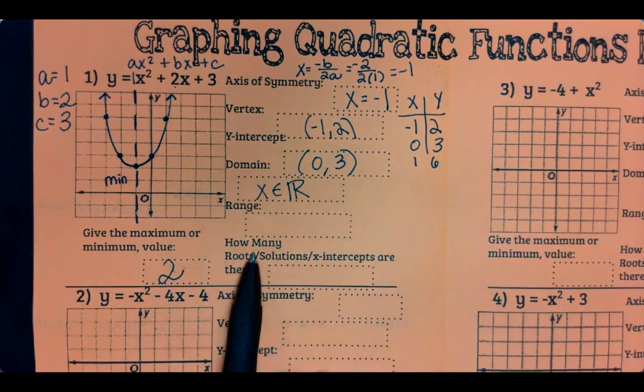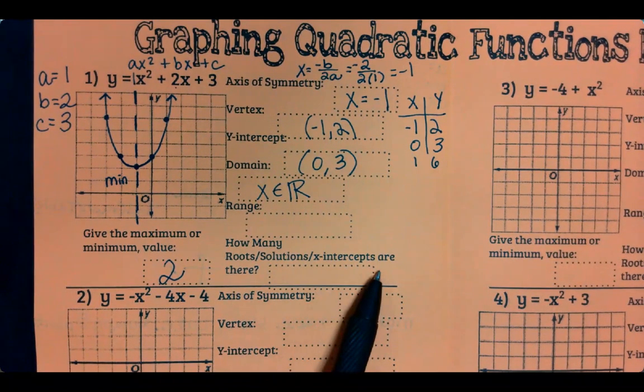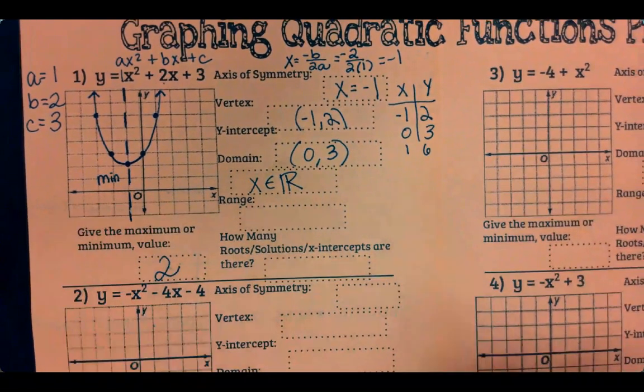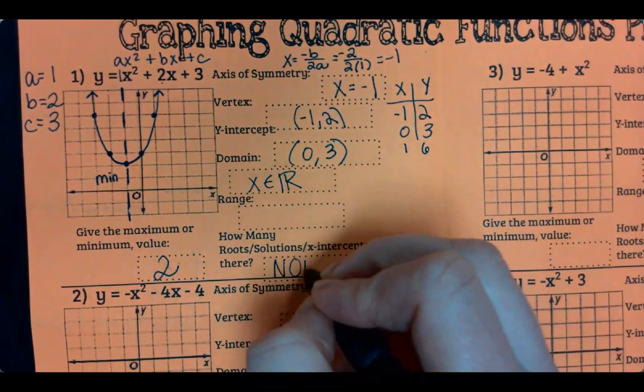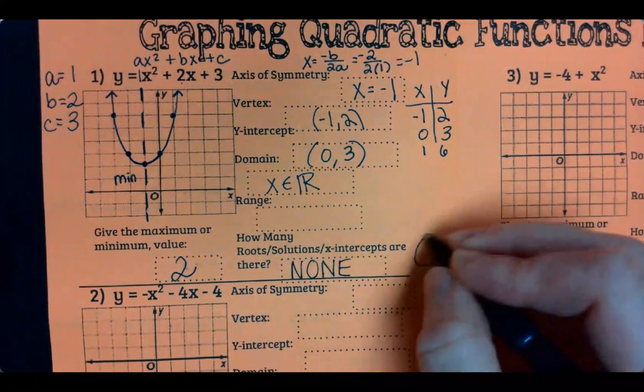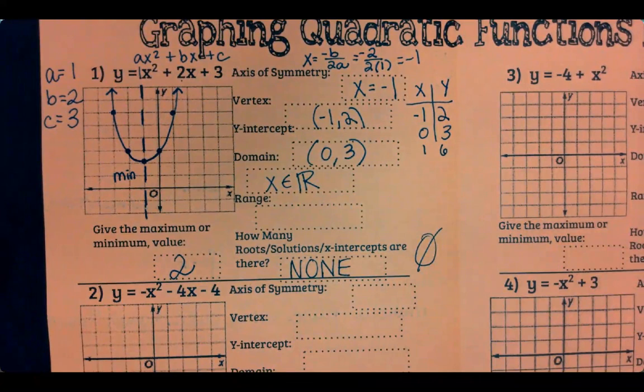Okay, we'll go to the next one. It says, how many root solutions, x-intercepts, are there? Does it cross the x-axis at all? No. So it's none. We can put a 0 with a slash through it. There's not one. No real solution.